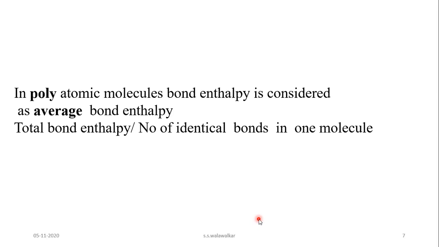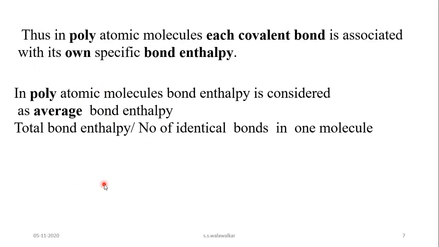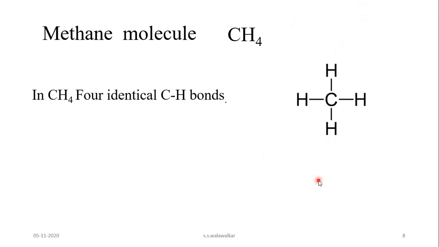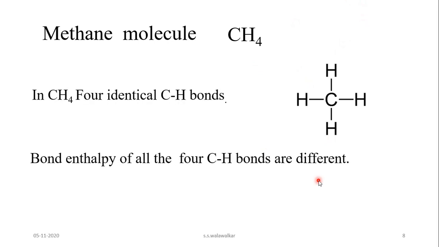See one more example of this. The general formula is what? Total bond enthalpy divided by number of identical bonds. That will give you what? The average bond enthalpy in case of polyatomic molecules. So see here the example, that is methane. Methane has a formula CH4. Its structural formula is like this. That is carbon atom, central carbon atom is attached to 4 hydrogen atoms by CH covalent bonds. So thus the single molecule of methane contains 4 CH bonds which are identical, but their bond enthalpies are not identical. These are different ones.